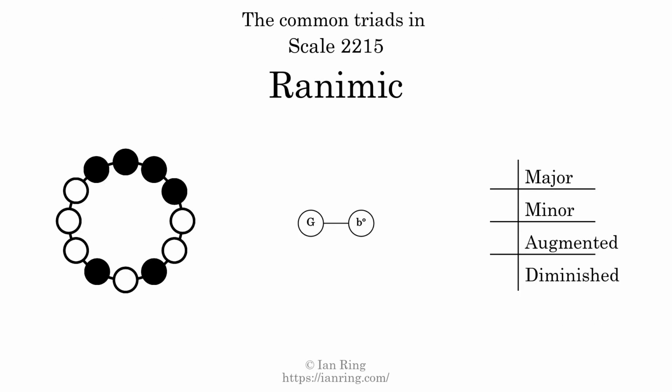100010100111. Here are the common triads present in this scale. The diagram in the center is a graph of parsimonious voice leading between triads. There is one major triad. There are no minor triads. There are no augmented triads. There is one diminished triad. Here is a Hamiltonian path of parsimonious voice leading that uses all the triads.